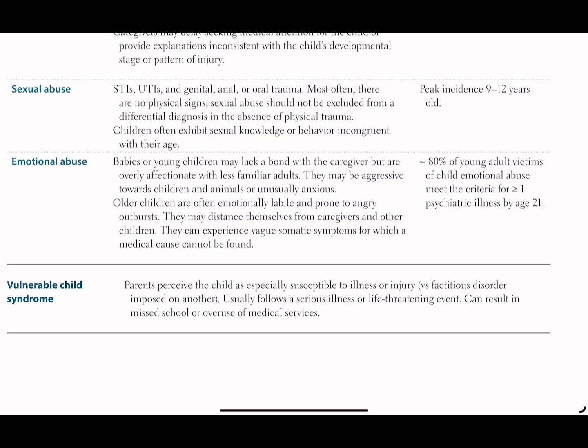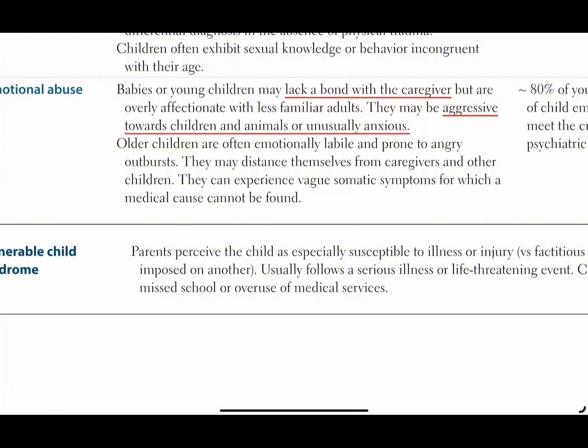Okay, emotional abuse. Babies or young children may lack a bond with the caregiver but are overly affectionate with less familiar adults. They may be aggressive towards children and animals or unusually anxious. So aggression towards children and animals or being unusually anxious is a sign of emotional abuse, and they lack a bond with the caregiver. And they will develop this bond with someone else. Older children are often emotionally labile and prone to angry outbursts. They may distance themselves from the caregiver and other children. They can experience vague somatic symptoms for which a medical cause cannot be found. So yes, somatic symptoms can be in children suffering from emotional abuse.